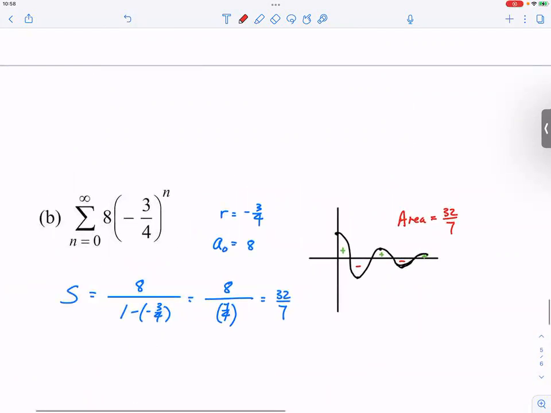Yes? So if you were to count the negatives as a positive area, would it be 32? Yeah. Now, that's a very good question. Then that will be a concept that you would do in calculus. So if you do the absolute value of this whole expression, that will be 32. That's a very good point.